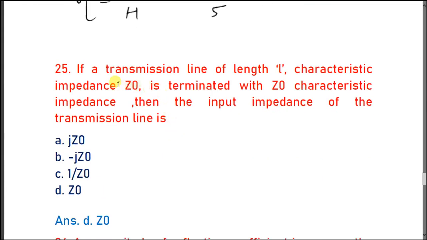If a transmission line of length L and characteristic impedance ZO is terminated with ZO, then the input impedance of the transmission line is dash. We have a transmission line of length L, characteristic impedance ZO, and it is terminated with ZO. If you see the impedance from the transmission line end, you will always find the value equal to the load impedance. What is the load impedance here? The load impedance is ZO, because it is mentioned that it is terminated with ZO. So that is equal to the load impedance. So the answer is ZO. So the answer is D.